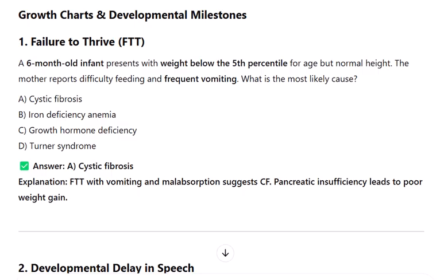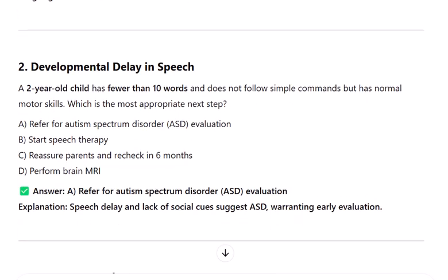2. Developmental delay in speech. A 2-year-old child has fewer than 10 words and does not follow simple commands, but has normal motor skills. Which is the most appropriate next step? A. Refer for autism spectrum disorder, ASD, evaluation. B. Start speech therapy. C. Reassure parents and recheck in 6 months. D. Perform brain MRI. Answer A. Refer for autism spectrum disorder evaluation. Explanation: speech delay and lack of social cues suggest ASD, warranting early evaluation.